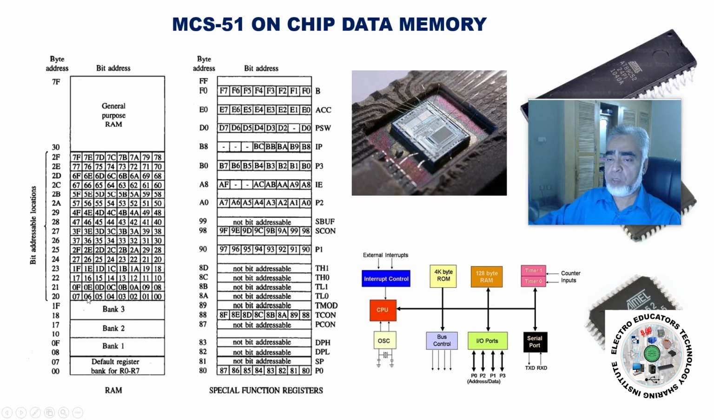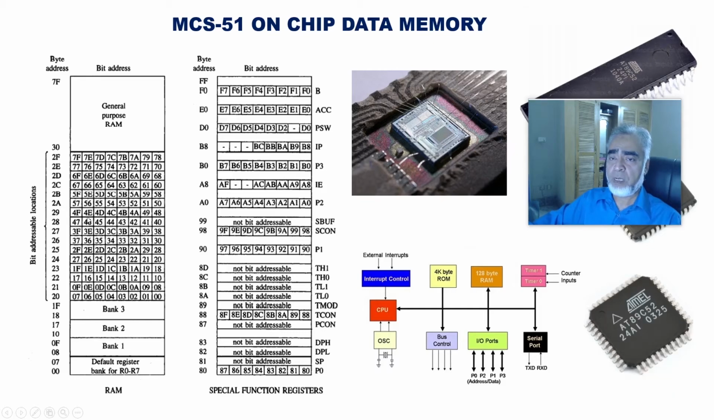If we would like to use bit 0 of 20H, the address of this bit is 00H. So from 20H to 2FH we have bit addressable locations, and above this memory we have general purpose RAM, that is 30H to 7FH. It is a general purpose RAM and we cannot use the bits of this RAM, we can only use this RAM as bytes.